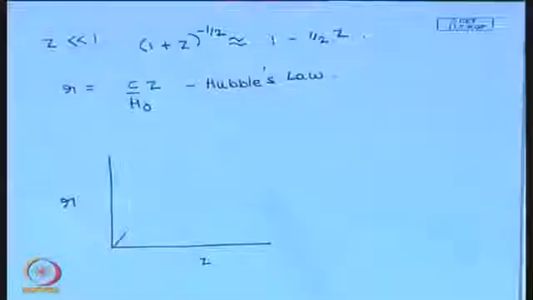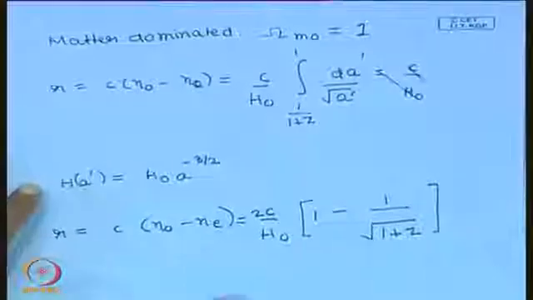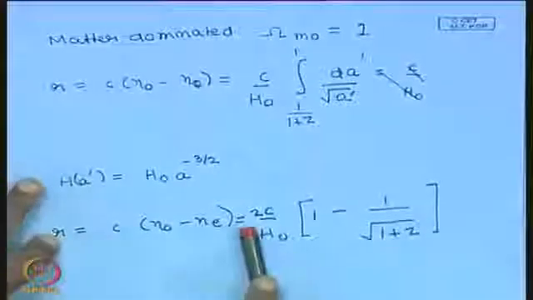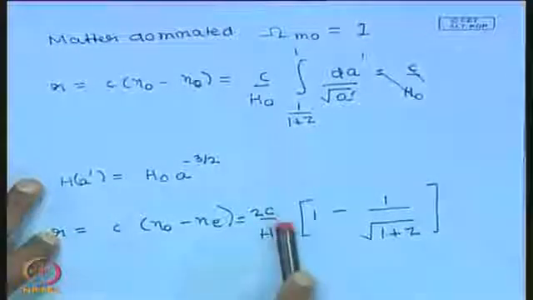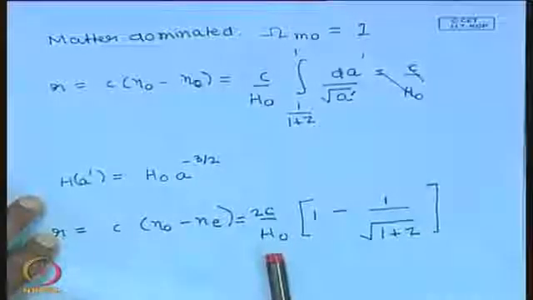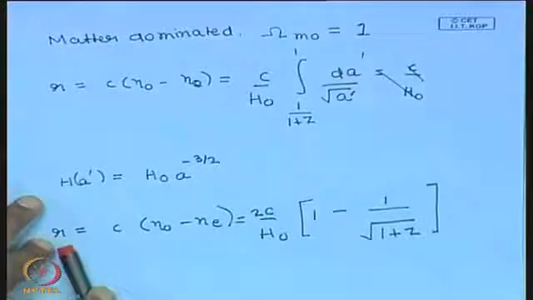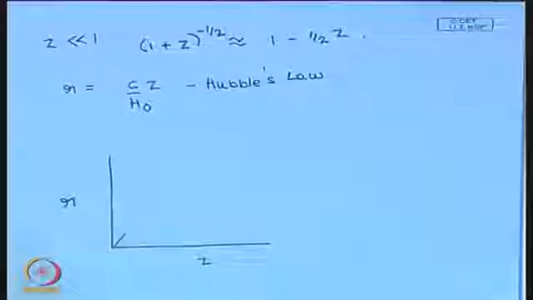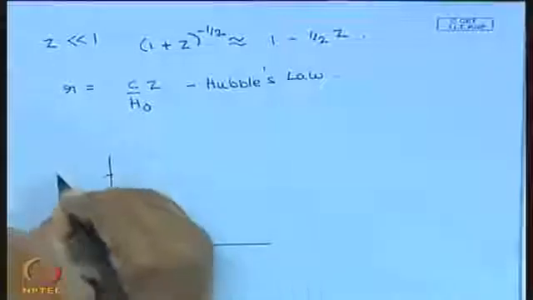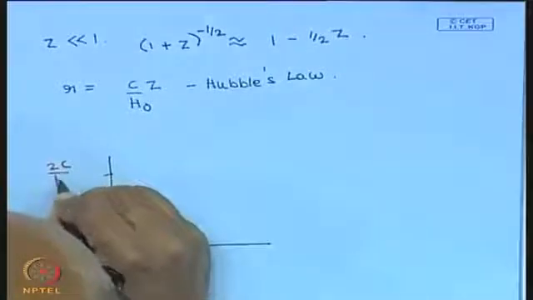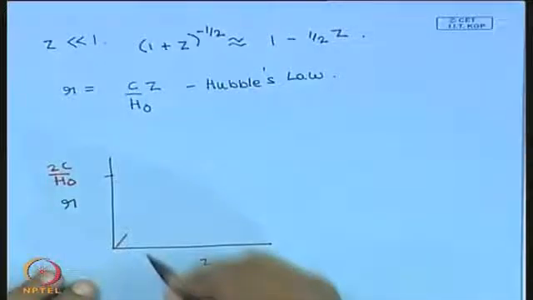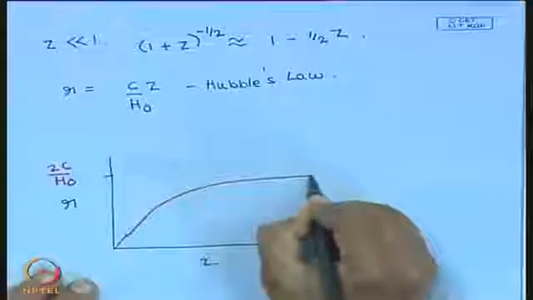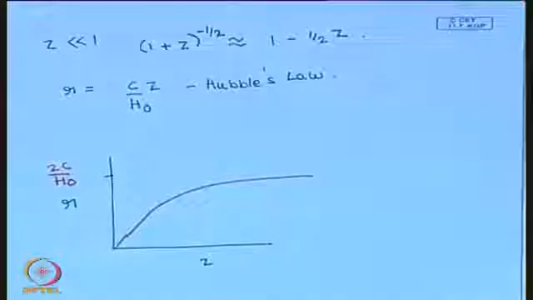And for very large z, let us see what happens. At very large z, the distance will reach a constant value, which is 2c by h naught. That is the furthest comoving distance from which a redshift of infinity corresponds to 2c by h naught. So it will look something like this. It will saturate. You cannot have a value larger than that comoving distance.